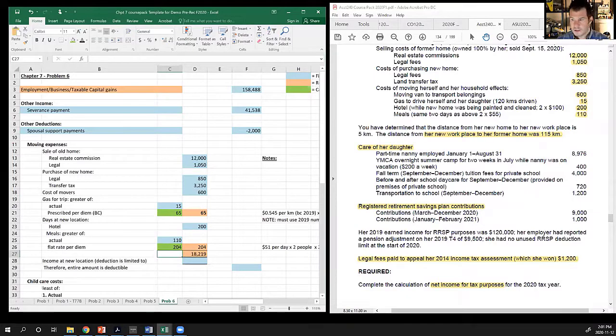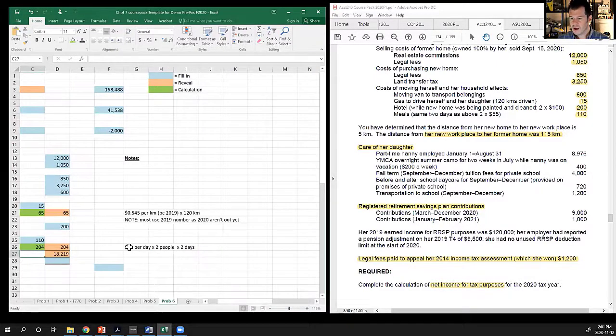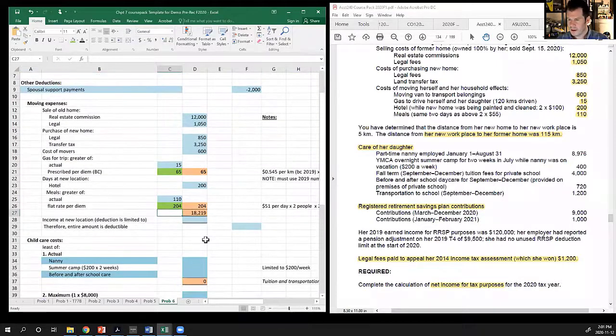$204. Is that bigger? It's bigger, so we choose that one. Do you want me to write down? I think I wrote the math down over here. It's also in the solution. $51 per day times 2 people times 2 days, or $17 per meal times 3 meals. That equals 51. Okay, that's not complicated math there.